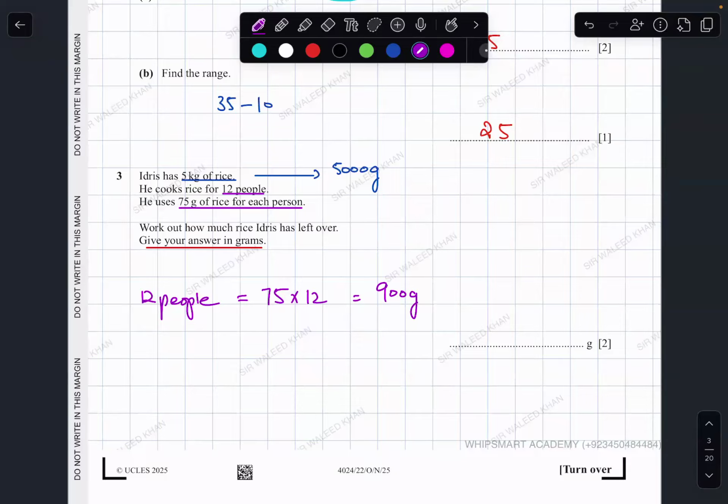Work out the rice Idris has leftover. So leftover is obviously 5,000 minus 900, which is 4,100. Okay. Next, moving on.